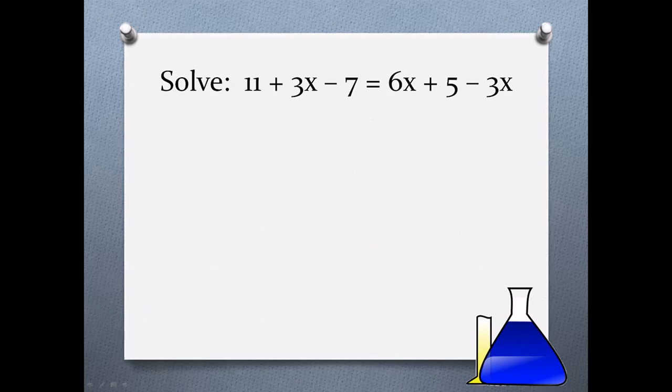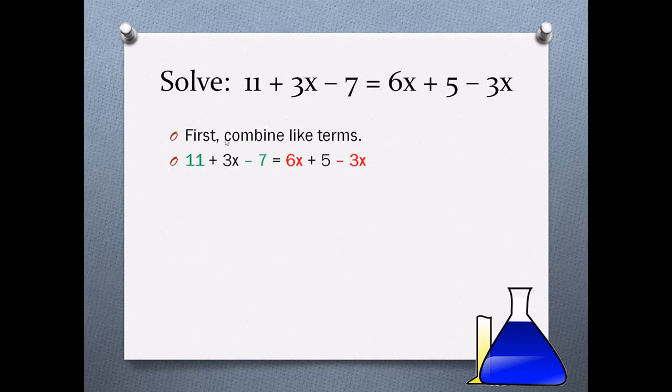So here's a regular equation that we've been seeing lately. We've got 11 plus 3x take away 7 equals 6x plus 5 take away 3x. I mean, just a whole bunch of stuff going on. So first thing you're going to do is combine like terms. We're going to combine our 11 and our negative 7, combine our 6x and negative 3x. We're just going to group those up.